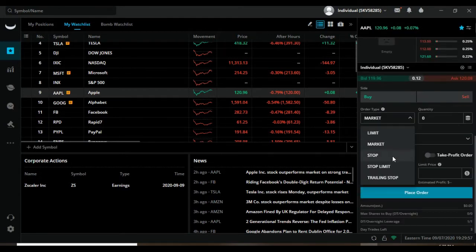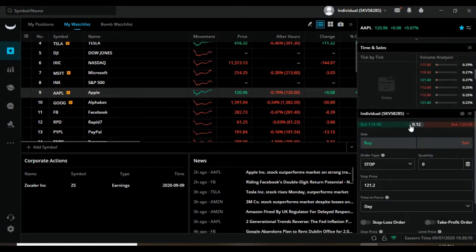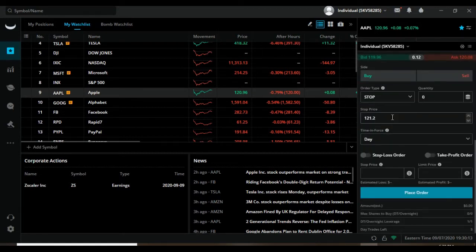And let's take a look here. A stop order, from a sell side, you have the sell stop. So usually when people want to get out when a stock falls to a certain price. So let's assume that you are already inside of Apple at 120.96. And you're like, you know what, if it falls to 118, I want out. Well, you would put a sell stop in there to get out at that certain price.